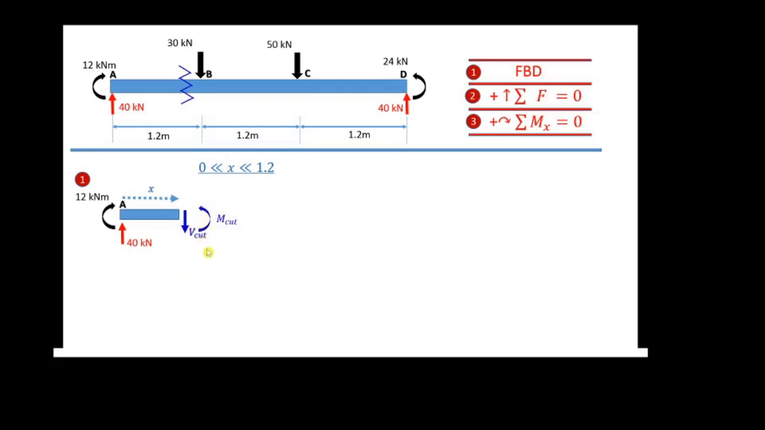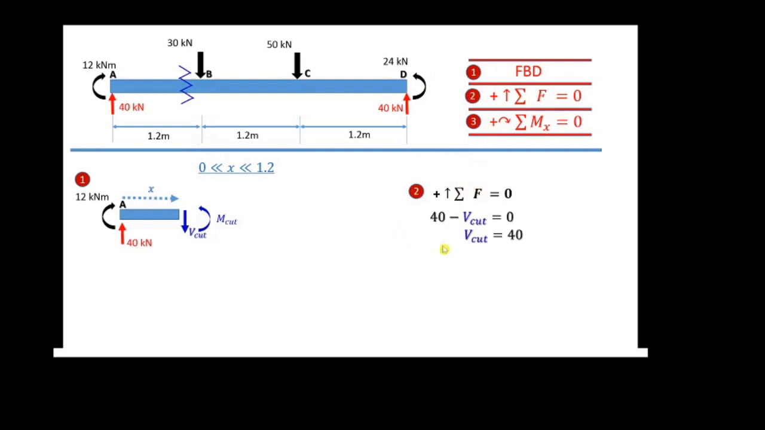The first part is at a range of 0 to 1.2. At the cut point, we have two loads, 1, 2. Before that, you have to remember these three main steps that we have to follow. This one is a very powerful tool. We have done our FBD, so we go to summation of F for the second step here.